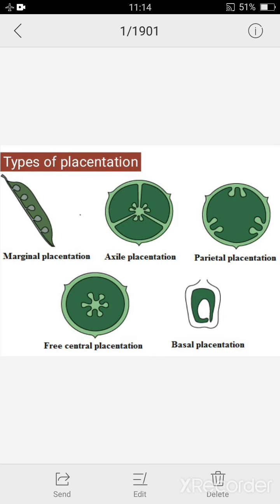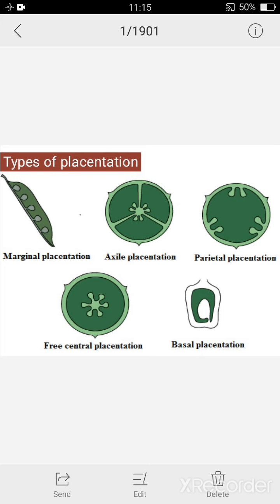The ovules are modifying into seeds in the fruit. Then the ovary matures into fruit. These two events are the most important events in angiosperms. Please make a note. Post-fertilization events in angiosperms: the first one is development of ovules into seeds, then maturation of ovary into fruit. Understood? Now, coming to the most important concept of today's session, placentation.